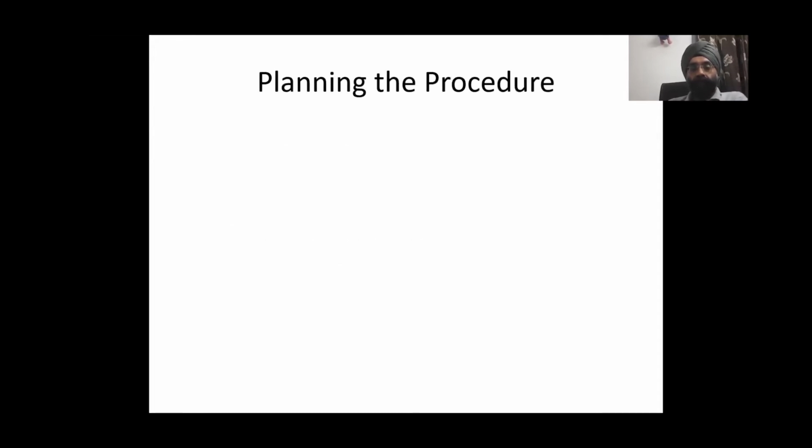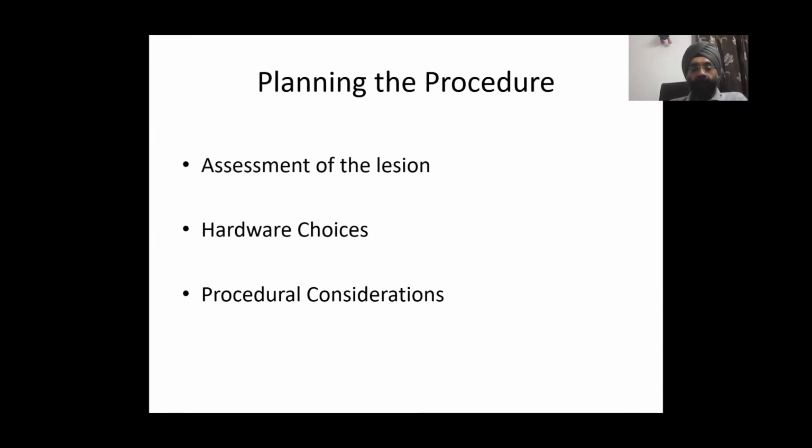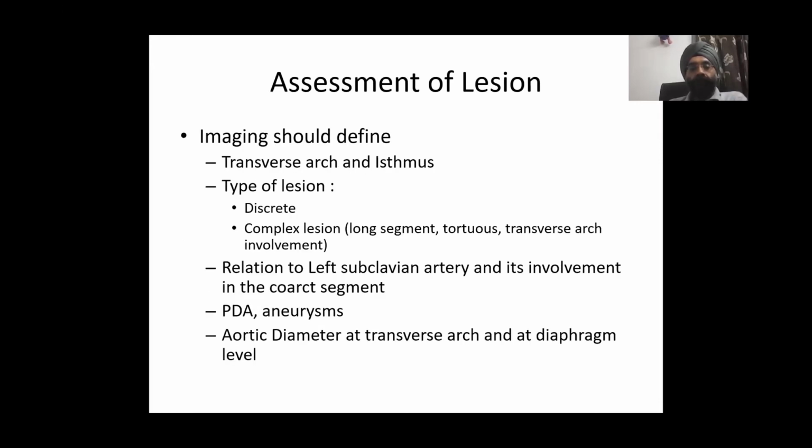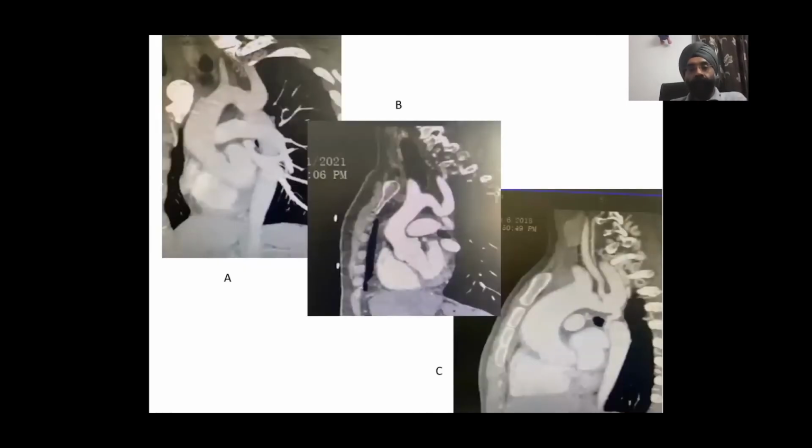Procedure planning remains the mainstay of any procedure, and it involves assessment of the lesion, choosing the proper hardware, and procedural considerations. The lesion is assessed using pre-procedure imaging in the form of CT angiography, MR, or conventional angiography. CT remains the mainstay. Imaging should define the transverse arch and the isthmus, the type of lesion, the relation of the left subclavian artery to the coarctation segment, presence of ductus arteriosus and aneurysms, and aortic diameter should be measured at the transverse arch and at the level of the diaphragm.